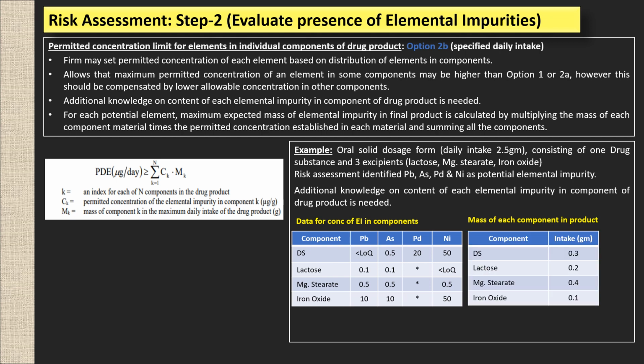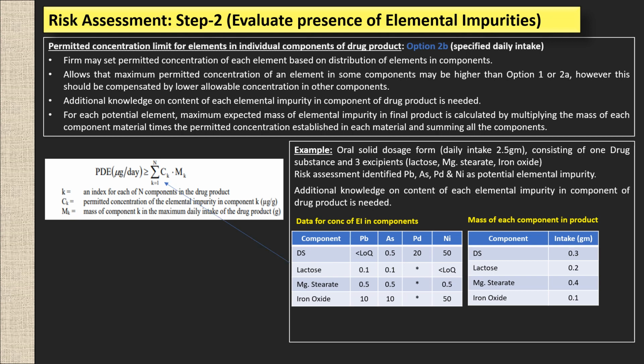And mass of each component in the product, so this is also very important. How much is the quantity of that specific component in the drug product? For example, 0.3 gram of drug substance, 0.2 gram of lactose, 0.4 gram of magnesium stearate, or 0.1 gram of iron oxide, etc. This is just an arbitrary example.